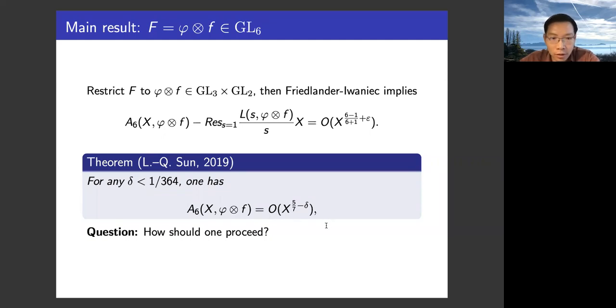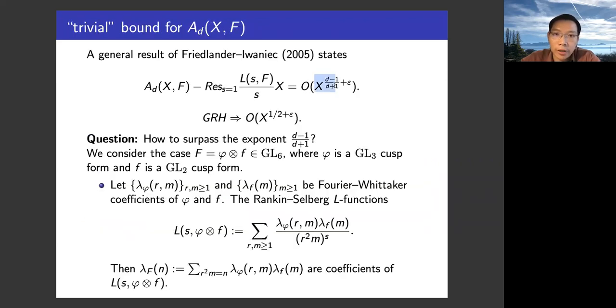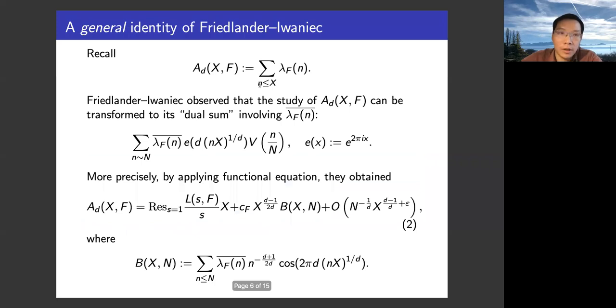So how should we approach this problem? Before we go into our proof, let us briefly recall the strategy of Friedlander and Iwaniec in getting this error term. Again, let's recall this summation, and an observation by Friedlander and Iwaniec says that the study of this average can be reduced to its dual sum involving the dual form. So here lambda f bar is the complex conjugate of the original coefficient twisted by some exponential function, and inside the exponential function is a phase that looks like this form.